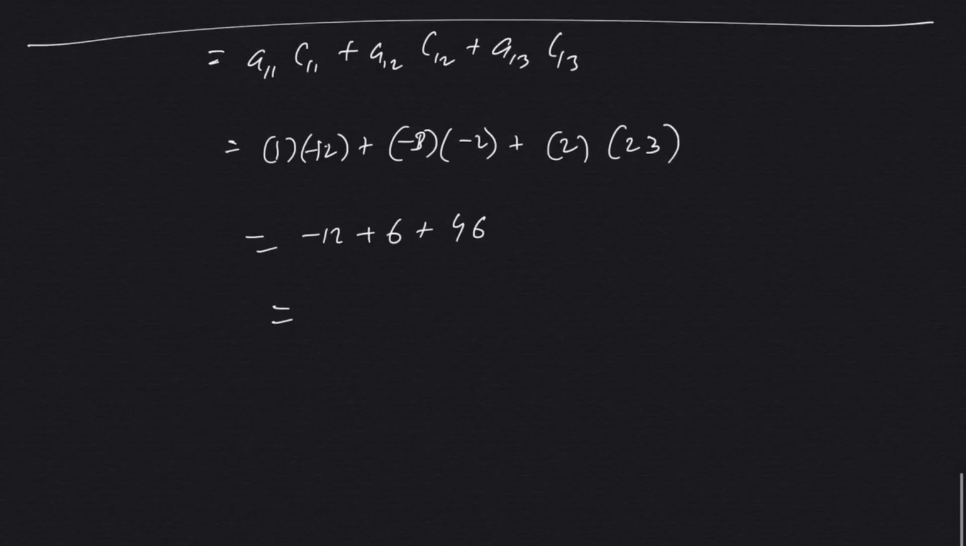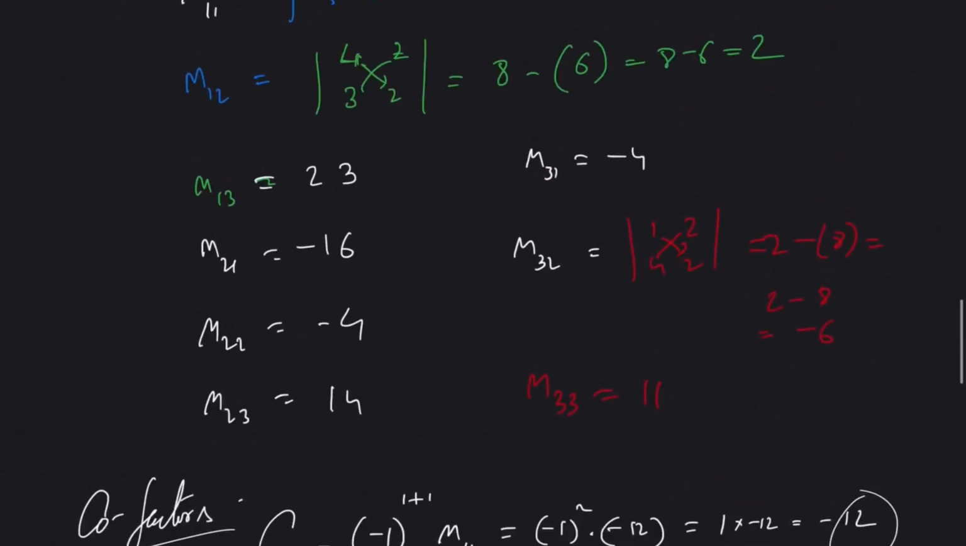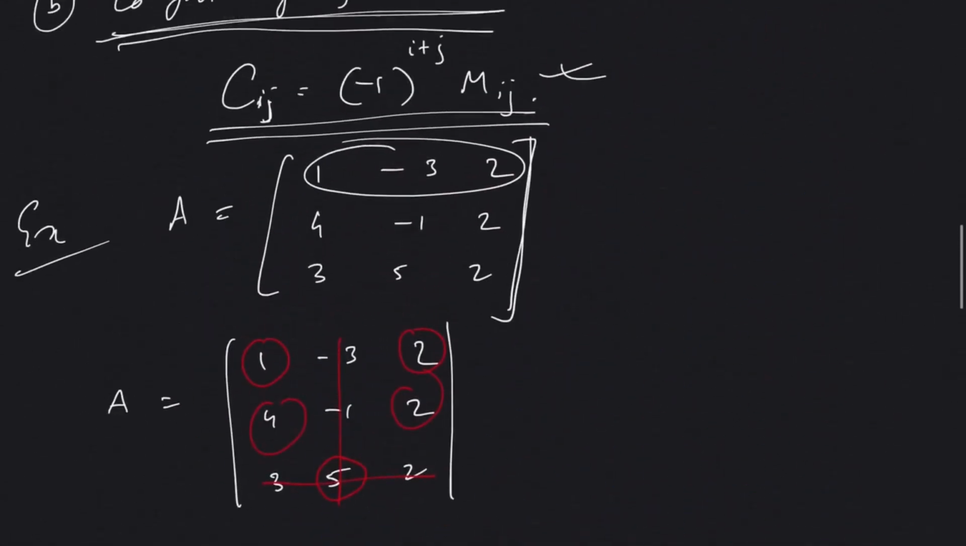So minus 12 plus 6 plus 46, so minus 12 plus 52, that will be 40. That's how we calculate the value of the determinant of a given matrix. But we can also do that directly. In the next exercise I will tell you how to calculate the determinant of the matrix quickly without finding the cofactors and minors in detail.